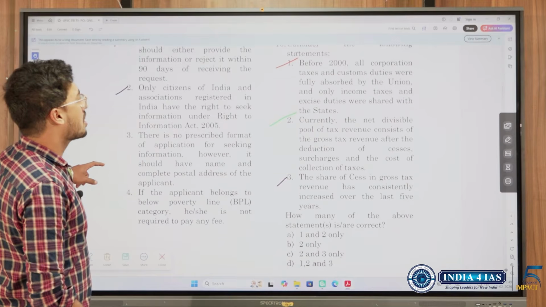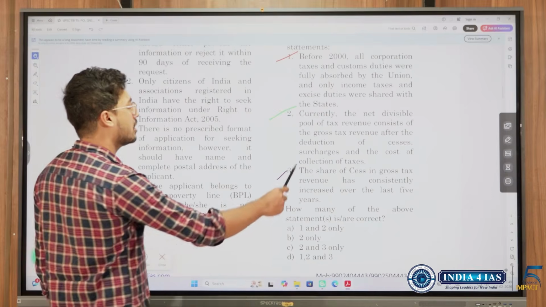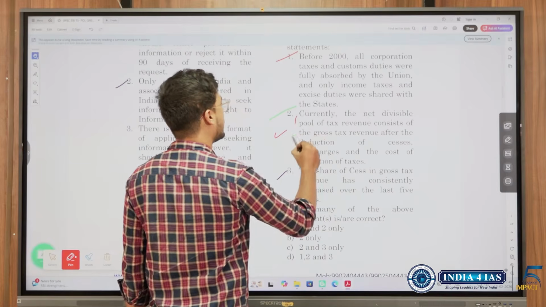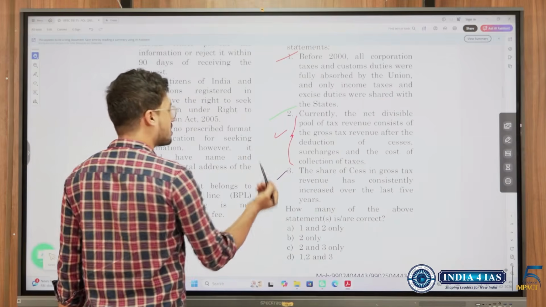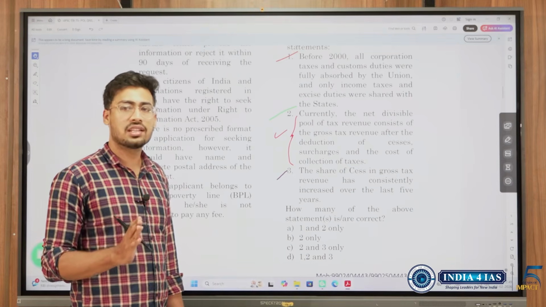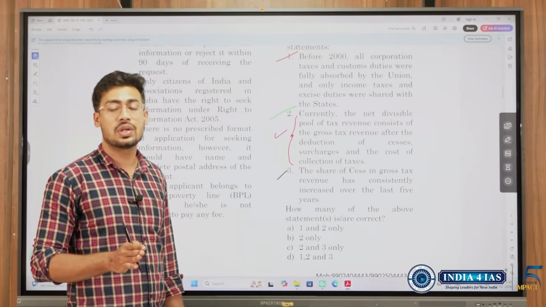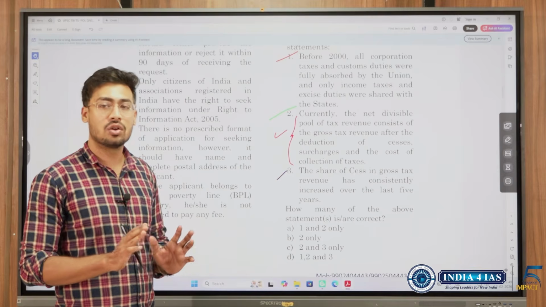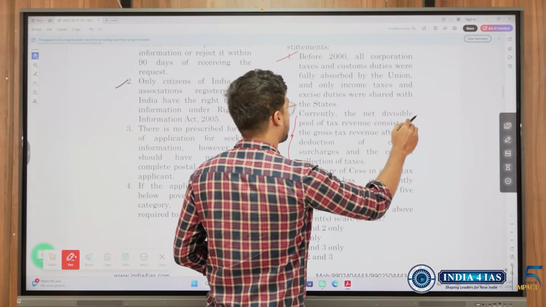Okay. Consider the following statements. Currently, the net divisible pool of tax revenue consists of this after deduction of cesses and surcharge. This is a correct statement. I hope you got this correct. Because look, out of the gross tax revenue, we will subtract the cost of collection. Along with that, we will subtract cesses and surcharge, because cess and surcharge are not shared with the states. They are only kept by the central government, or the center. So this is correct.